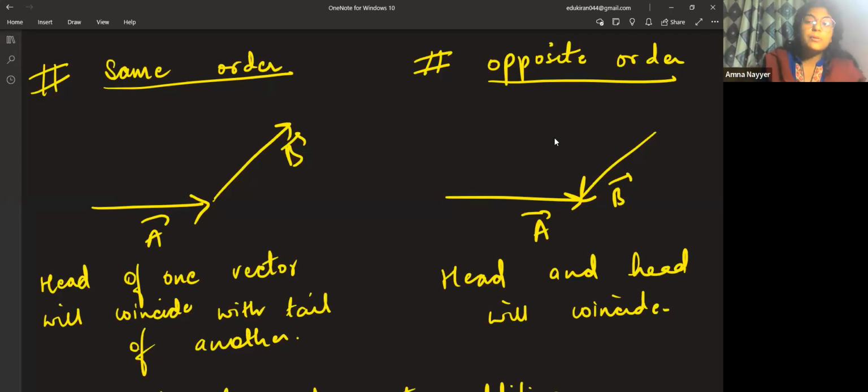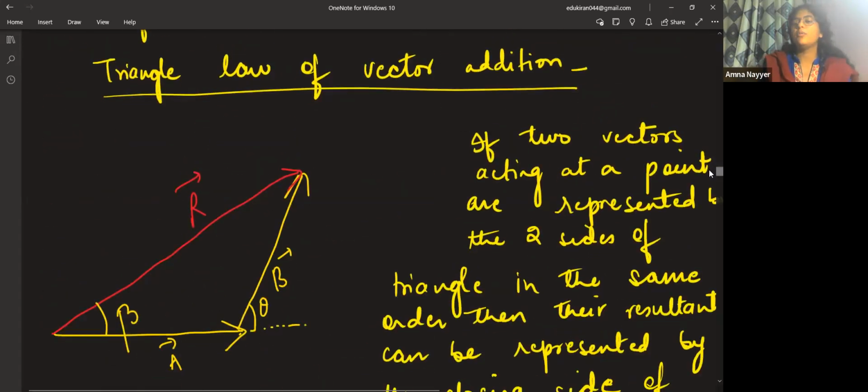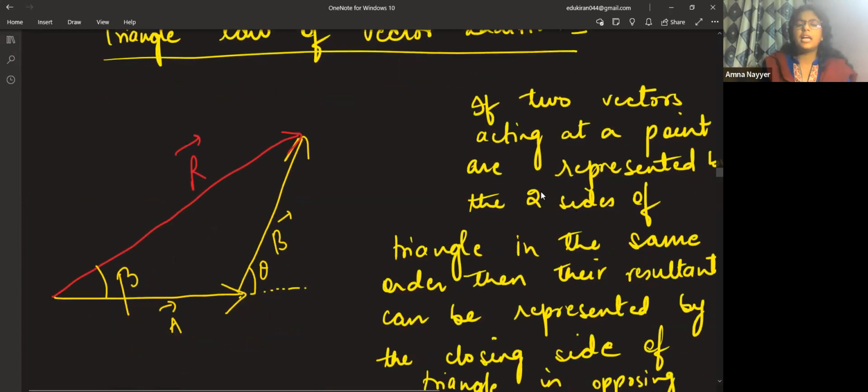Why are we studying this? Because we'll now be studying the triangle law and the polygon law. Now see what is meant by the triangle law. For the triangle law, you need not worry so much. It is very similar to the parallelogram law. Let me tell you this.